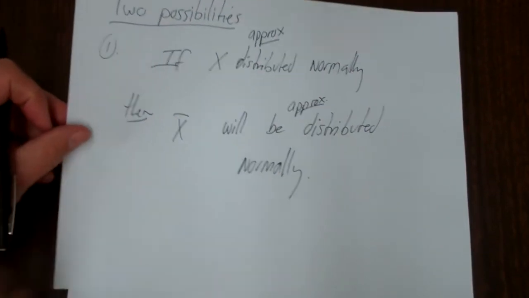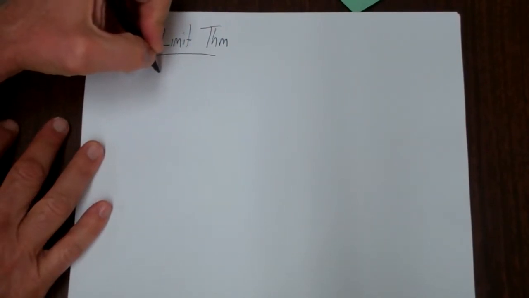Now the second possibility is this: what if X is not normally distributed? Then we get something called the central limit theorem. And the central limit theorem is incredibly powerful. What the central limit theorem says is that even if X is not normally distributed, the sample mean will be. So here's the central limit theorem.